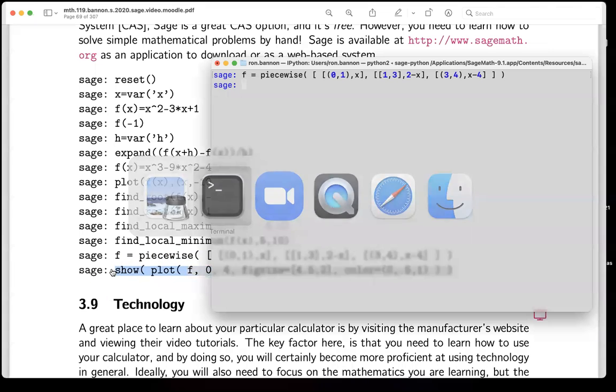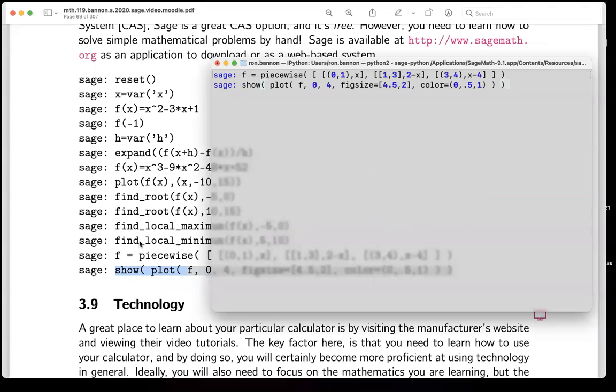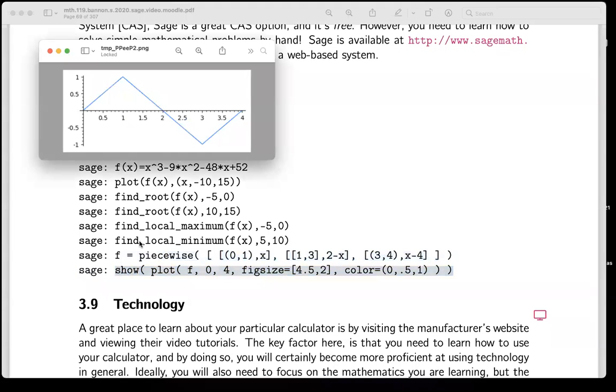Again, don't be overwhelmed. I realize this is overwhelming for some students. They want to show a plot of f between 0 and 4, and where the figure size is blah, blah, blah. Let's not worry about it so much. Let's just show it, see what happens. There we go. I got it.